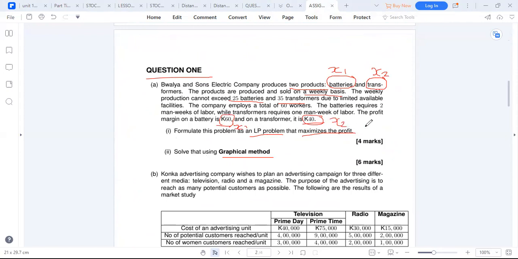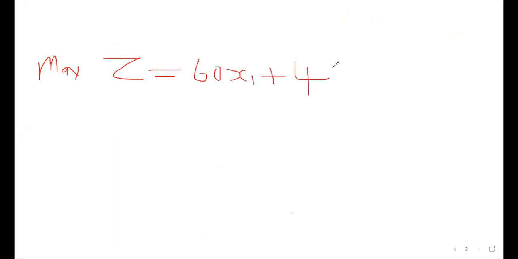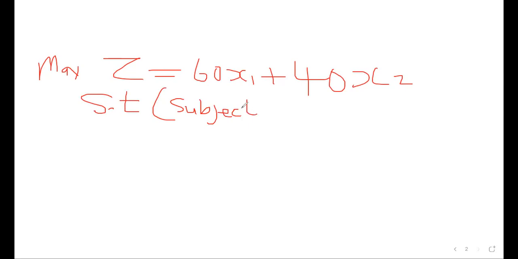So from here, we are able to formulate the objective function, where we are simply saying that our Z value, which is the objective function, should be: maximize Z, because we're making a profit, equal to 60 X1 plus 40 X2. ST simply means subject to. So subject to, that's the meaning of our ST.